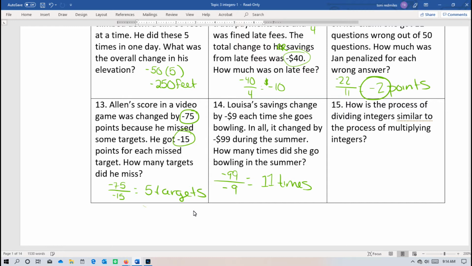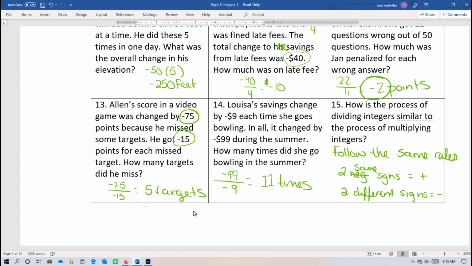How is the process of dividing integers similar to the process of multiplying integers? Well, they both follow the same rules. Two same signs equal a positive. Two different signs equal a negative. All right.